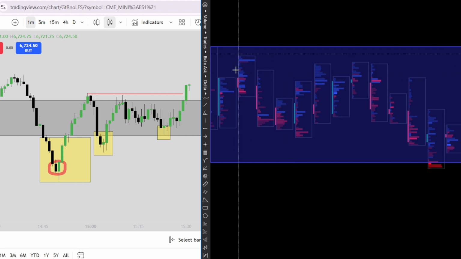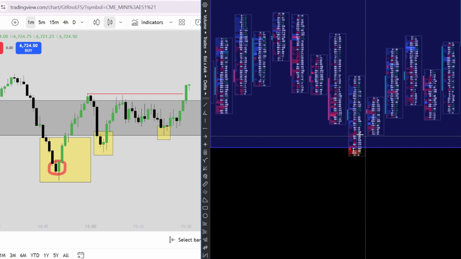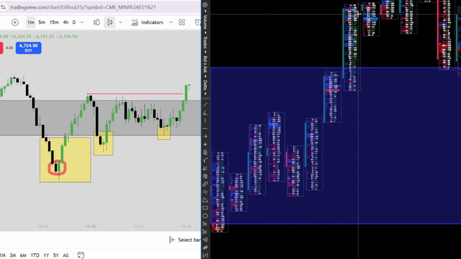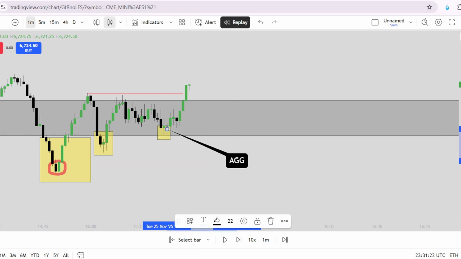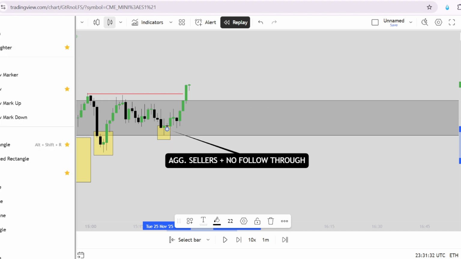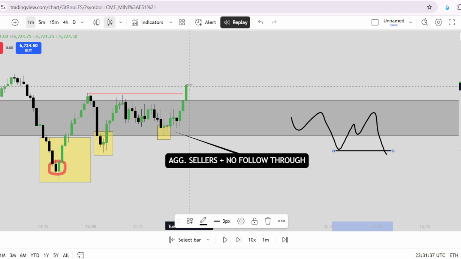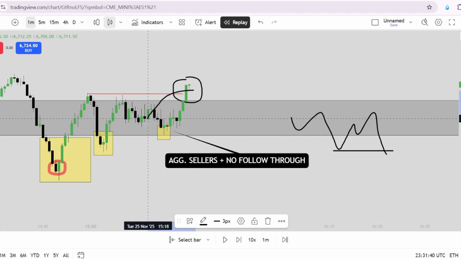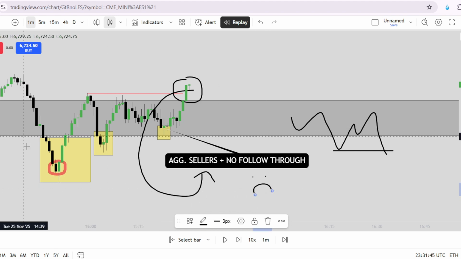Now, yes, we see buyers too. But what you want to focus on is that if we cannot really close below this zone and we get our close above the zone, that goes to show you that in this region, we saw aggressive sellers and no follow through. Because remember, if sellers are aggressive, they want to break price below the zone. So seeing this goes against those aggressive sellers. Those aggressive sellers were unsuccessful. This is what we call absorption.